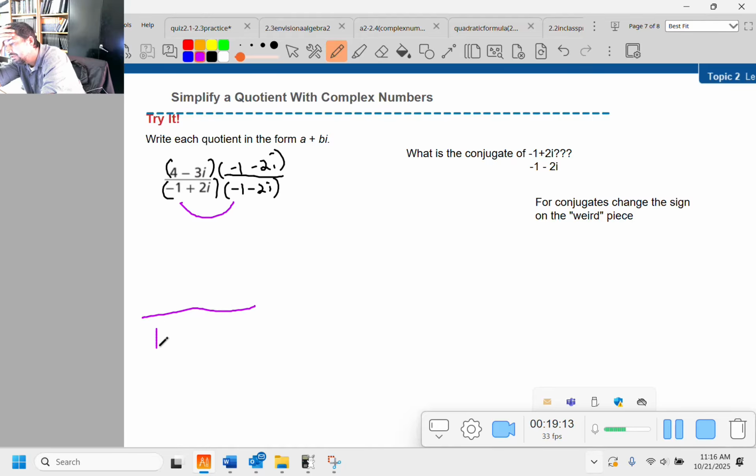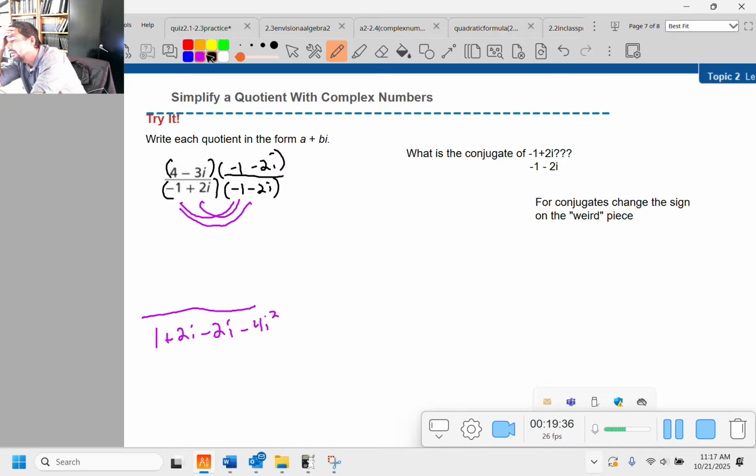Negative 1 times negative 1 is 1. Negative 1 times negative 2I is positive 2I. Negative 1 times 2I is minus 2I. Notice how those pieces cancel? That's always true when you multiply a number by its conjugate. And then 2I times negative 2I is minus 4I squared. It's very common to forget about that I squared. I don't know why, but that's just what kids do.